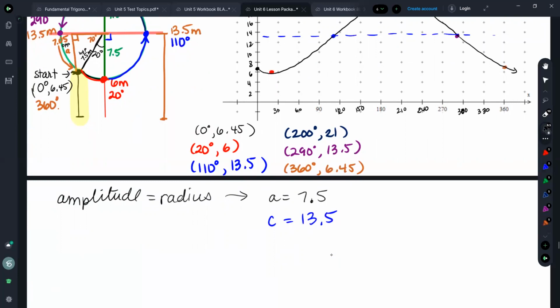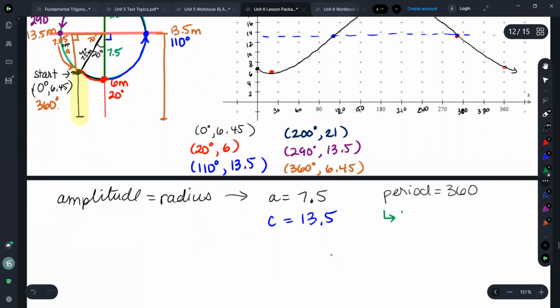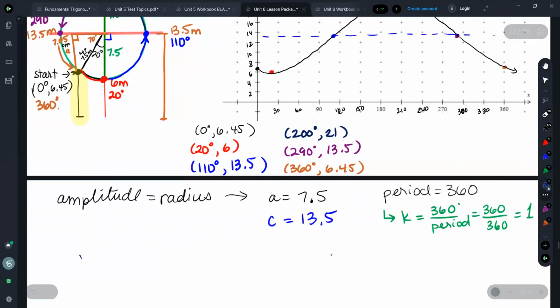So how do I use that to find the K value? If the period is 360, how do I use that to find K? K equals 360 over the period. So 360 over 360 gives us 1. So K is 1. And we're trying to find this as a sine function. So I need D of sine. This is from the last lesson. What am I looking for when I'm trying to find D of sine?